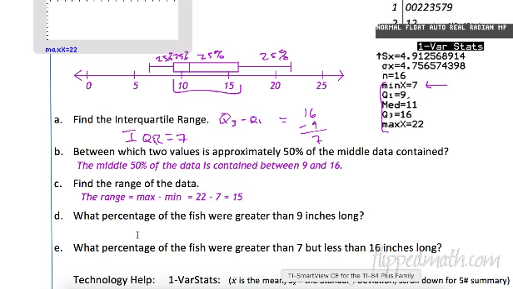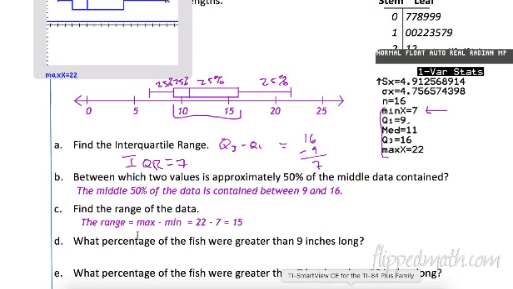What percentage of the fish were greater than 9 inches long? So I'm looking at my data here. This value right here is 9. So we're basically looking from here and up, the first quartile and up. And according to my box plot, that would be 25 and 25 and 25%. So that would be 75%, right? I mean, basically 75%, 9 inches or longer, so 75% of the fish.